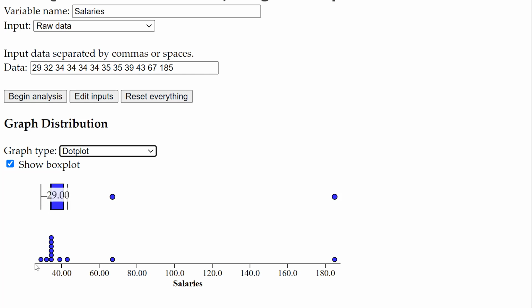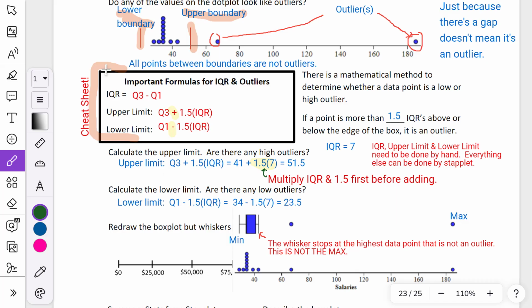Here, this is the lowest data point, but if you look at our calculation, we didn't have any low outliers because the low boundary is 23.5 and the min was 29. So everything was higher than the low outlier boundary. This boundary was below all the data, and so this whisker on the bottom goes all the way to the min. This whisker does not make it to the max because we've got some outliers. So the max is actually out here. Okay?